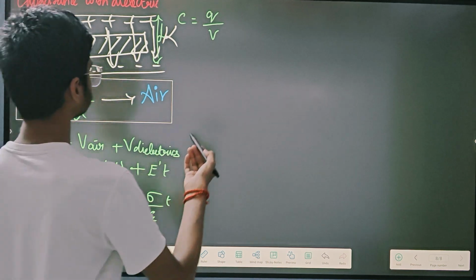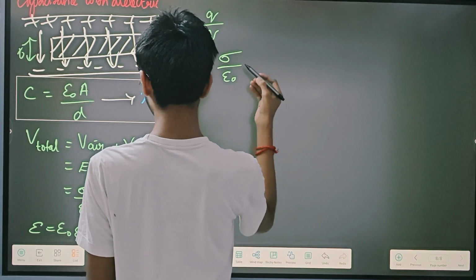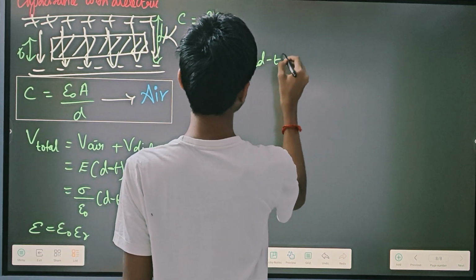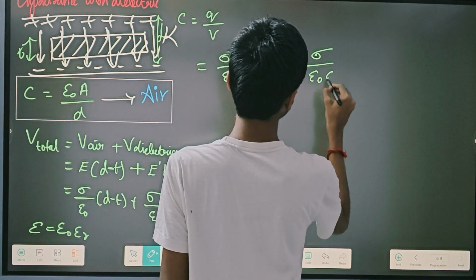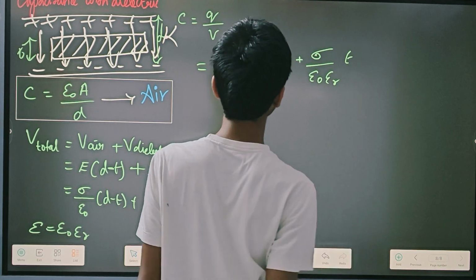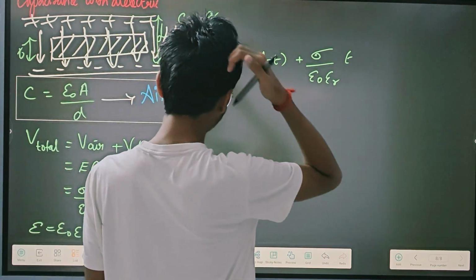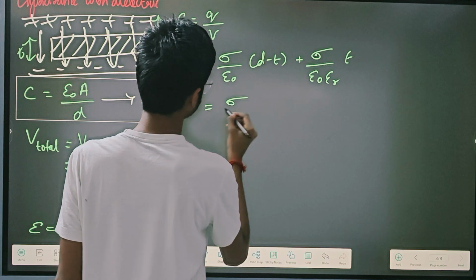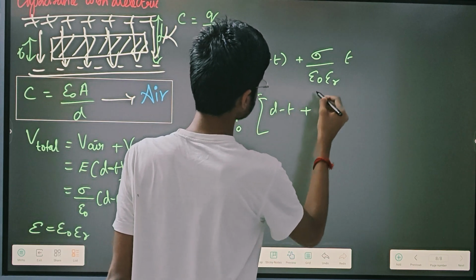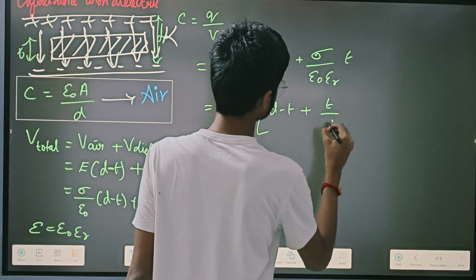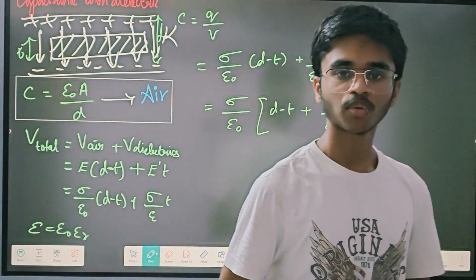So here it is sigma by epsilon naught into d minus t, plus sigma by epsilon naught into epsilon r into t. From this you can take common, what all can you take common? You can take sigma by epsilon naught as common, which means d minus t plus t by epsilon r. So this distance is something that you have to know.